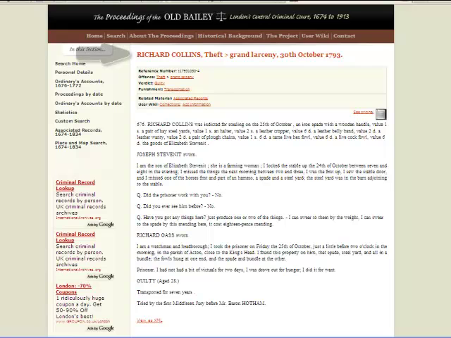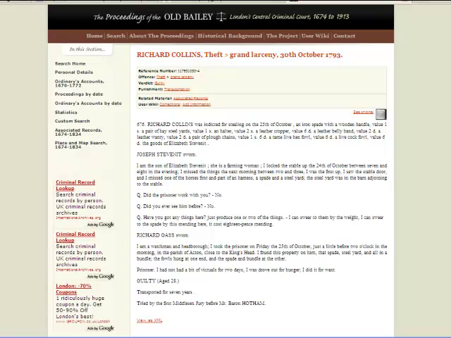This is the trial of Richard Collins, who was tried for theft at the sessions of the court beginning 30 October 1793. Sessions normally lasted 3 days, so we cannot know whether this trial was actually heard on the 30th of October or a subsequent day.